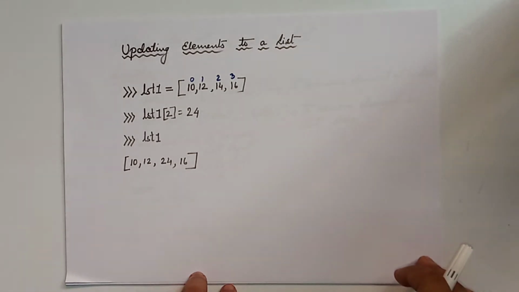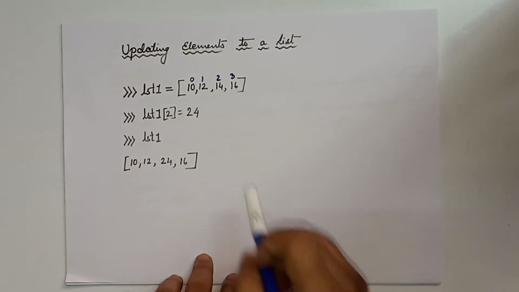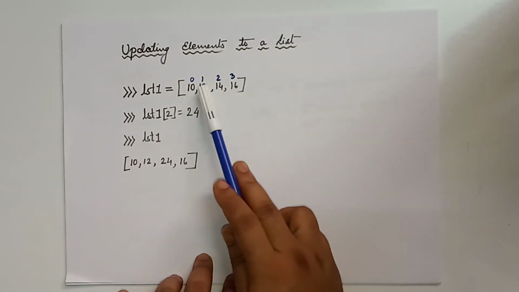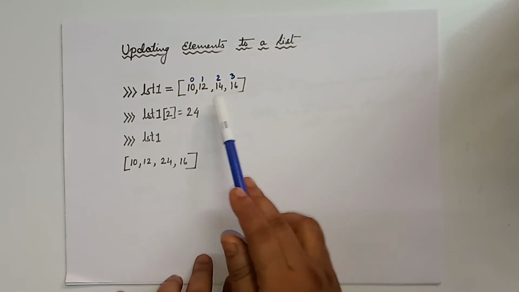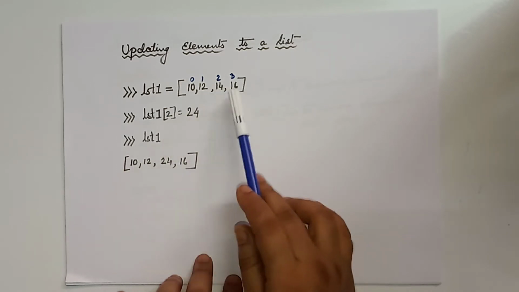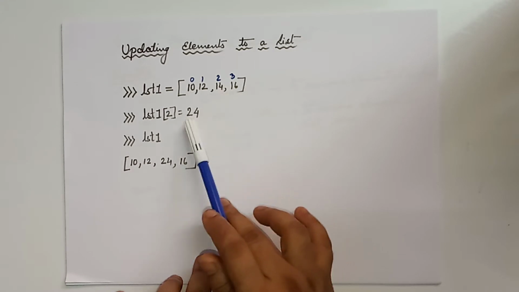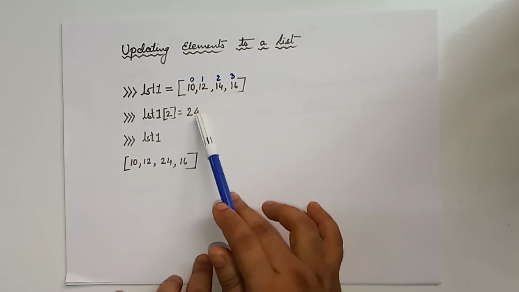Now let's see how we can update the elements of a list. List 1, we are having elements 10, 12, 14 and 16. The index are also mentioned over here of each and every element. Let's say we want to change the value of the 14. That means instead of 14 we want to write 24. So how we can do this thing?